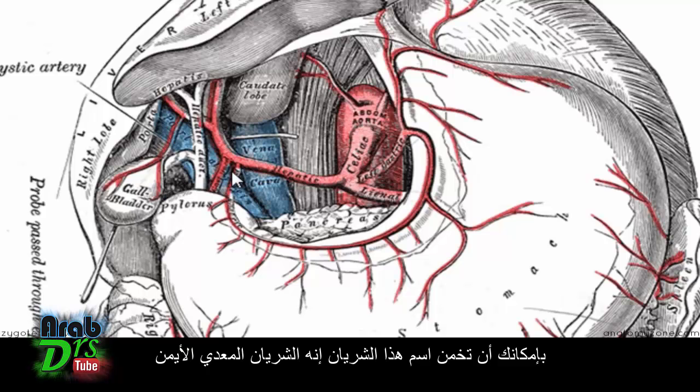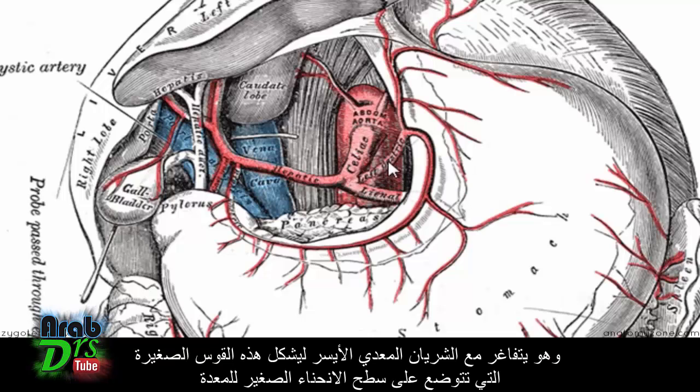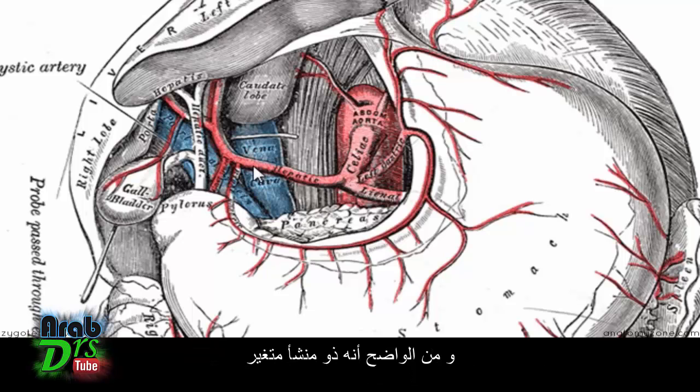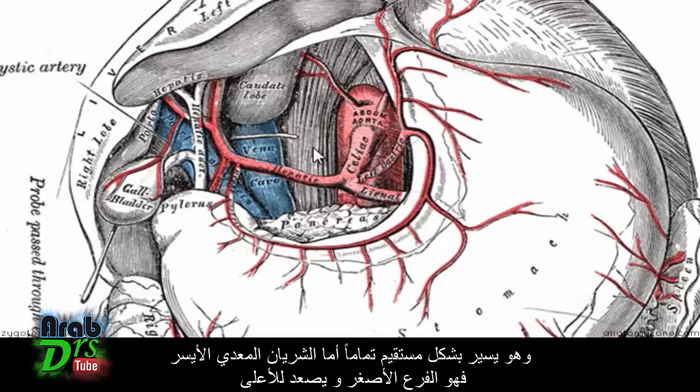This is the right gastric artery, and this anastomoses with the left gastric artery to form this nice little arc which sits on the surface of the lesser curvature of the stomach. And the right gastric artery comes off the common hepatic artery, or the proper hepatic artery. It's fairly variable in its origin. So fairly straightforward so far.